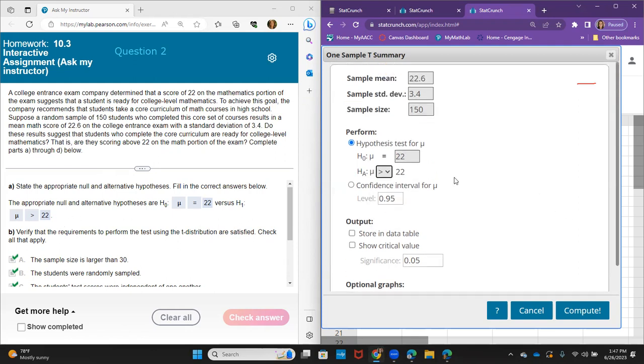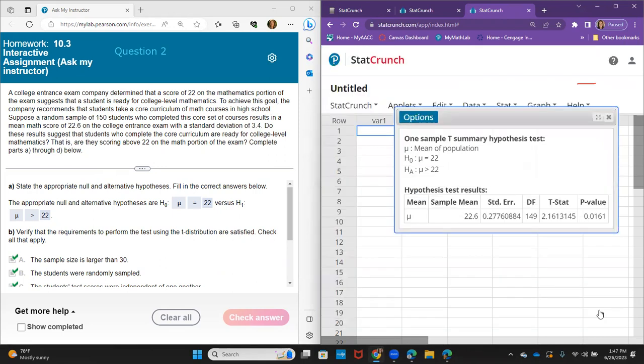And then we don't have to click anything else. Just a little side note, sometimes they also ask you to solve hypothesis tests using confidence intervals like we did in chapter 9. And that would be in perform, you would just select the button right beneath it for confidence intervals. But we're not going to do that. We're going to leave it a hypothesis test, and then we can just click compute. And it repeats one sample T summary hypothesis test, mu, the null hypothesis, the alternative, and then there's a table. That's where we want to look.